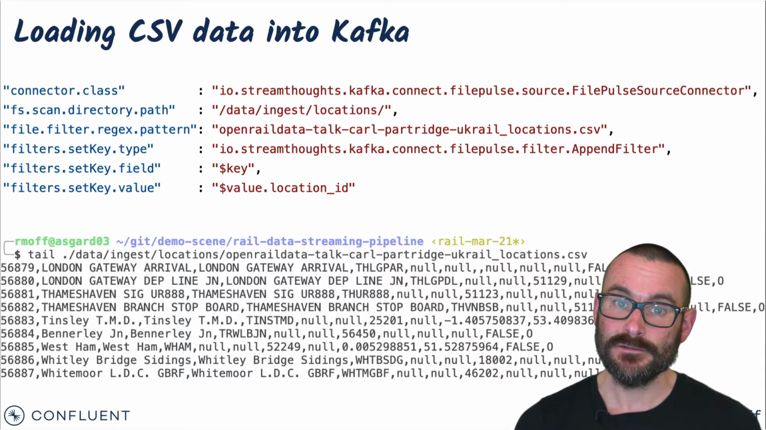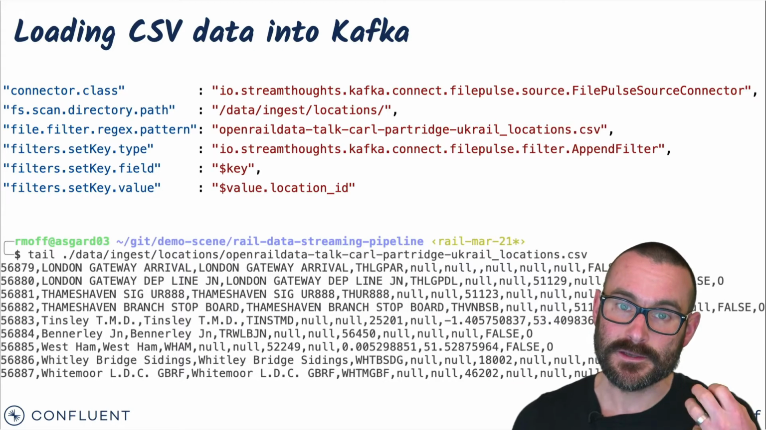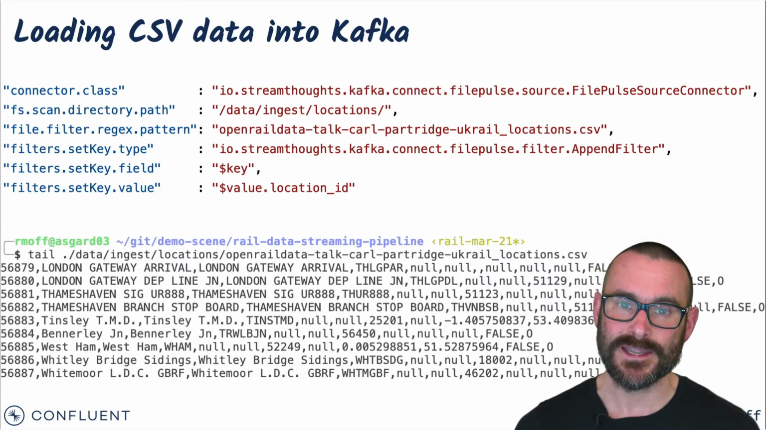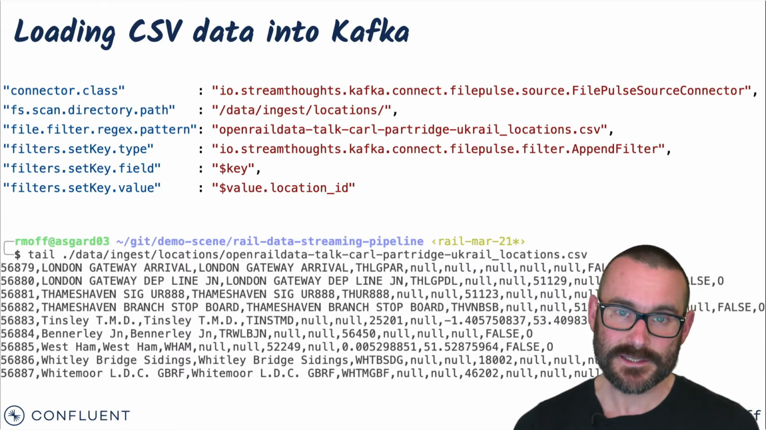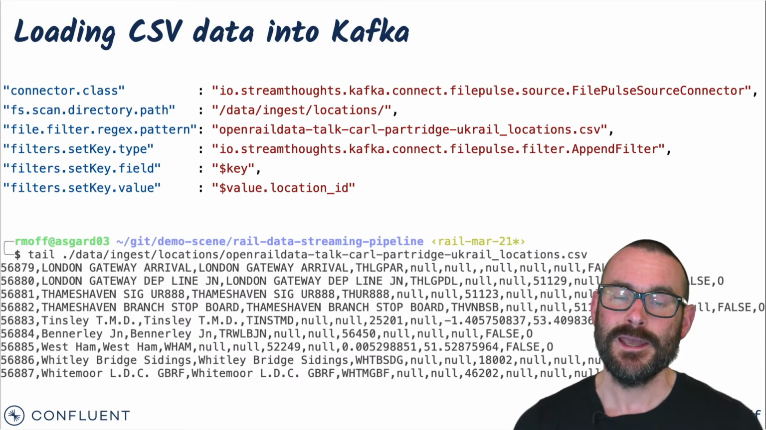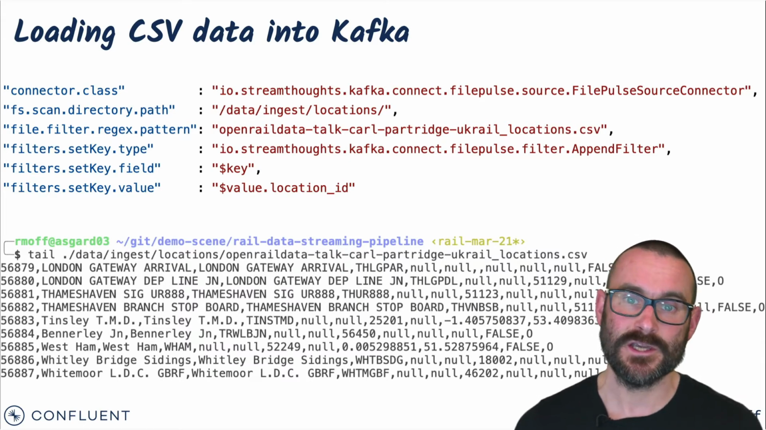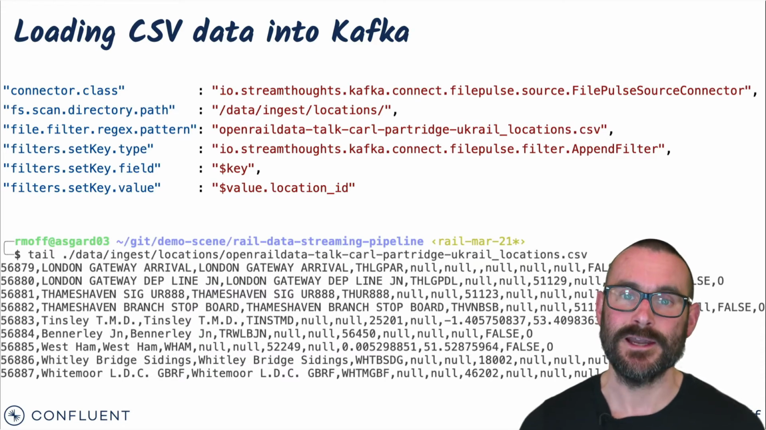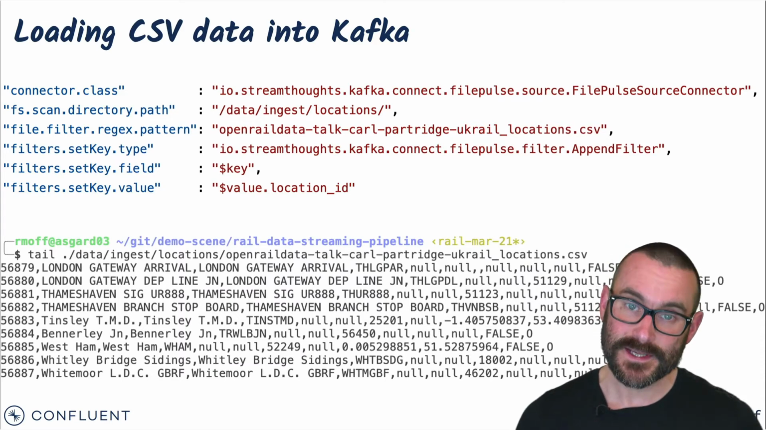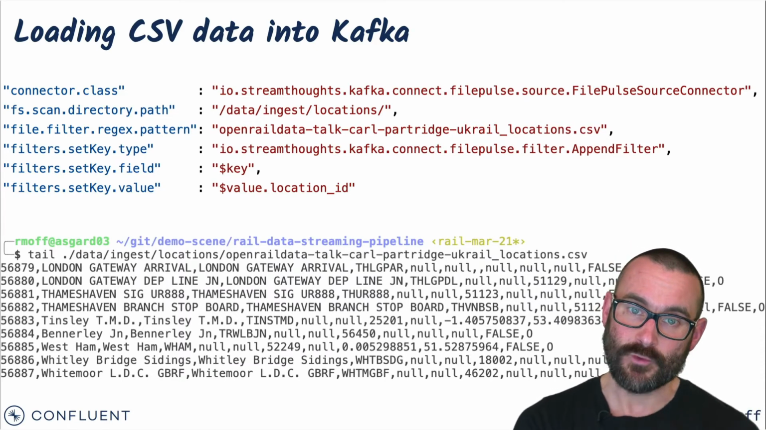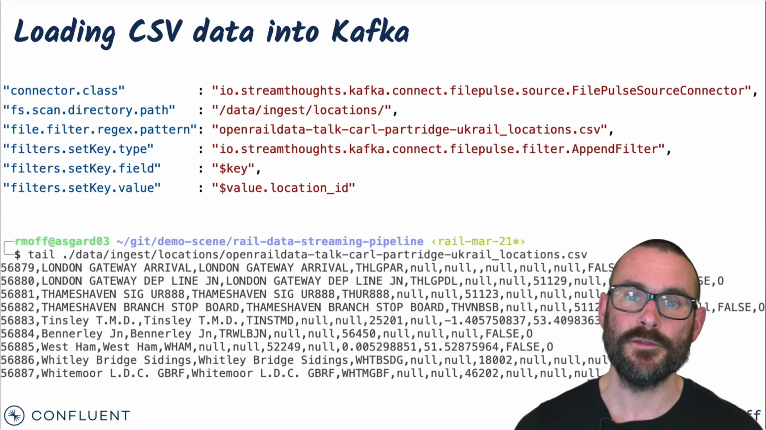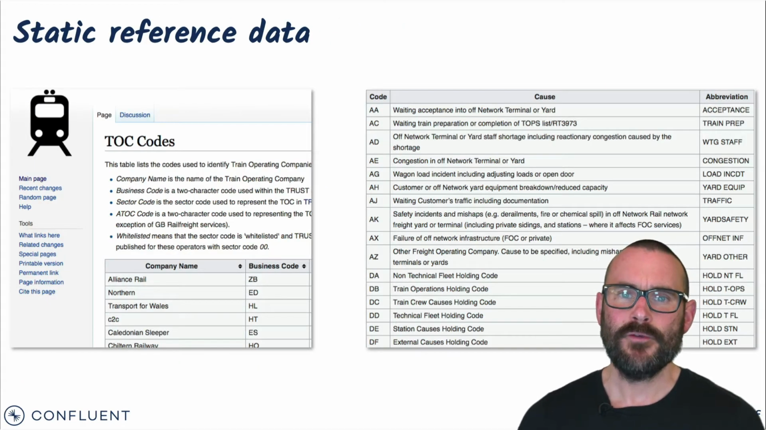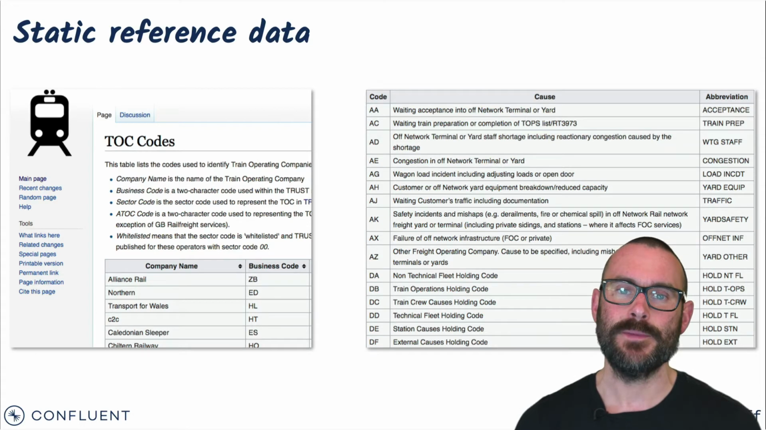There's a great connector for Kafka Connect that we can use to ingest CSV files into Kafka topics. There are different connectors, but this one worked really well for me. It lets you do things like set the key of the messages and parse the schema automatically. So this was really neat. This then streams the location reference information into another Kafka topic. And then we've got other reference data that literally is sat on a wiki page somewhere.